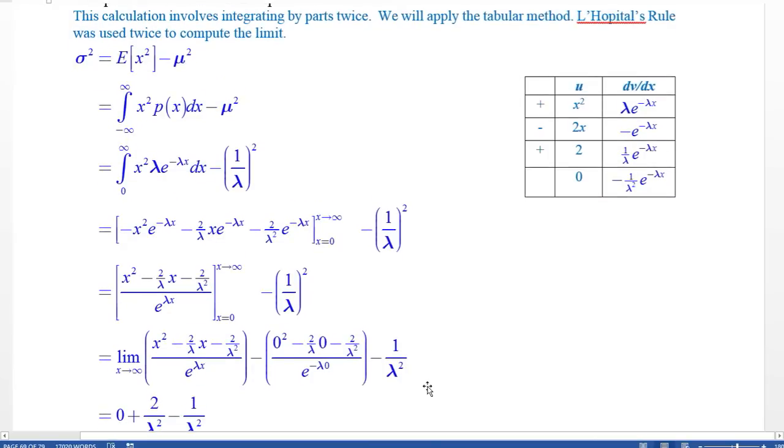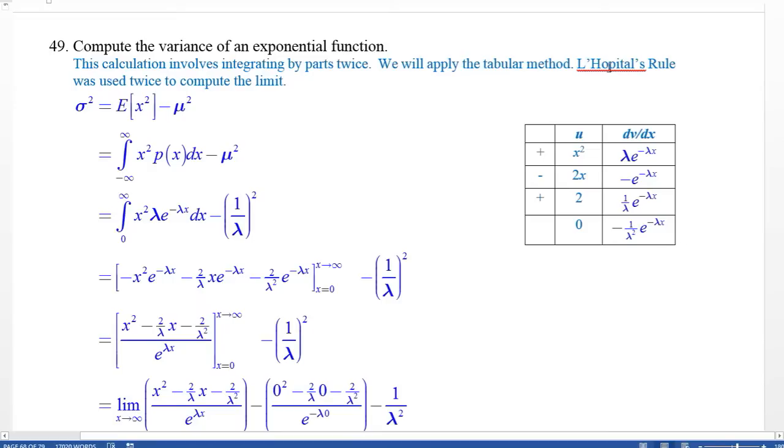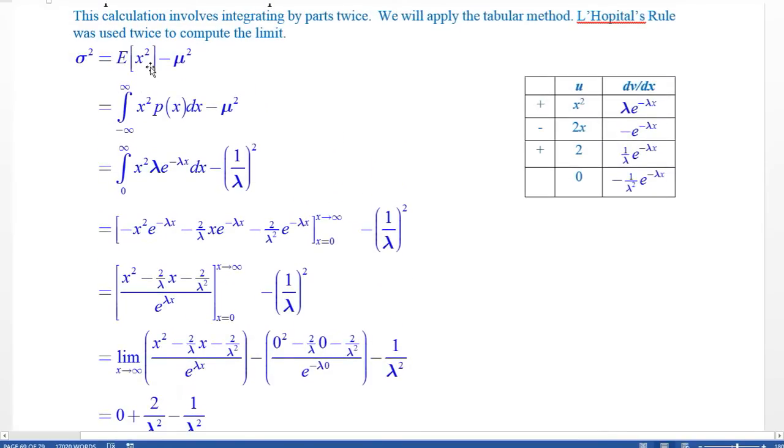What about variance? How do we find that? We're going to use L'Hopital's rule multiple times here, so I'm going to use the tabular method. Here I'm using the alternative formula that sigma squared is the expected value of x squared minus mu squared. Now remember, we just found mu to be 1 over lambda. So the second part is 1 over lambda squared, and it was minus that. And the first part is integrating x squared times the PDF. So that's x squared times lambda e to the minus lambda x.